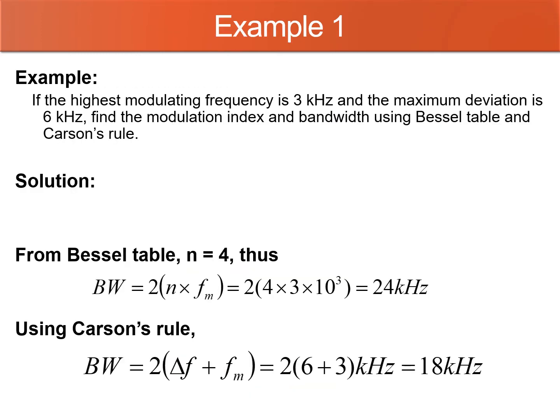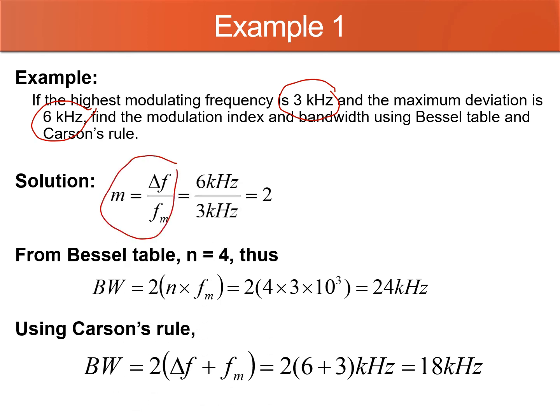So let's try example 1. If the highest modulating frequency is 3 kHz and the maximum deviation is 6 kHz, find the modulation index and calculate the bandwidth using the Bessel table and the Carson rule. First of all, we need to calculate M. So identify the values of delta F and Fm. We get the answer is 2.